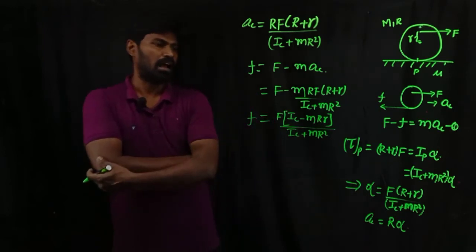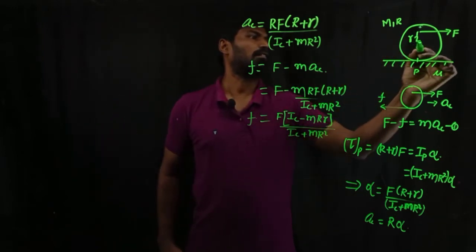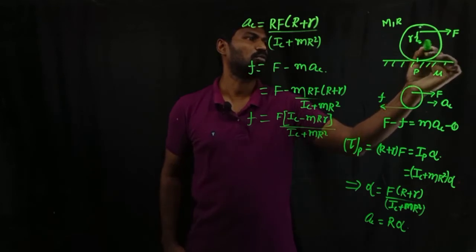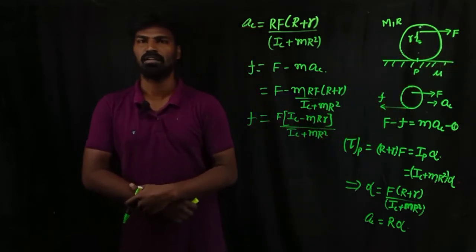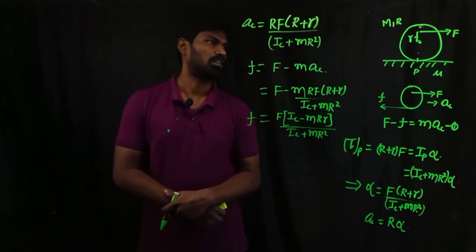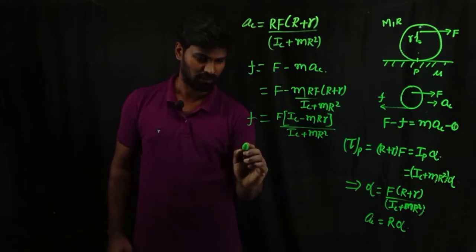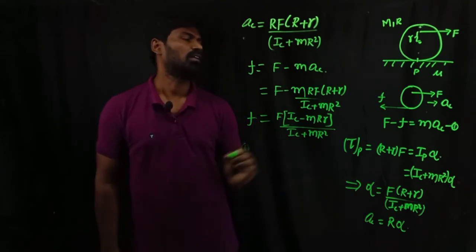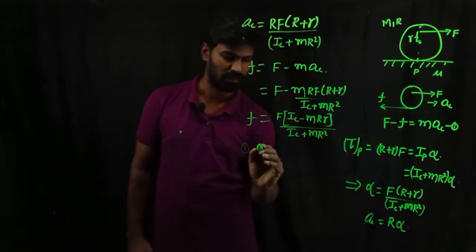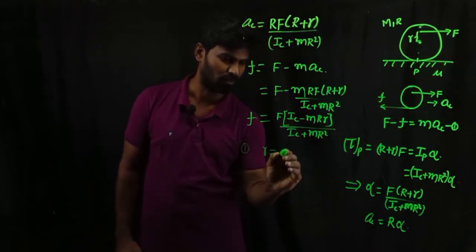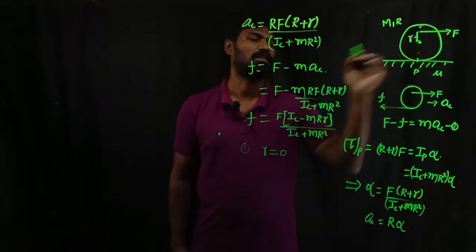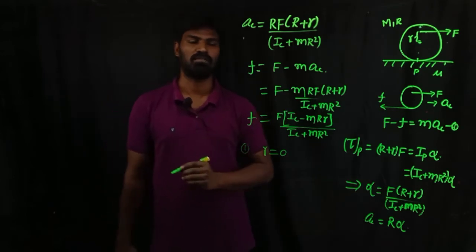So, depending on whether this line of action is passing above the center of mass, below the center of mass, or through the center of mass, the direction of frictional force will change. For this purpose, the first thing I am going to consider is case number 1. What if the line of action of applied force is passing through the center of mass? That is characterized by small r equal to 0, which means the line of action of applied force passes through the center of mass. In that case, what is the direction of frictional force?